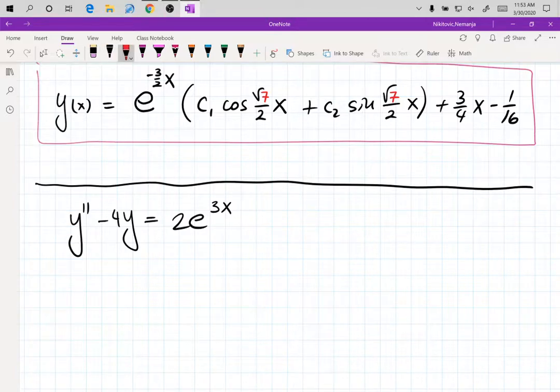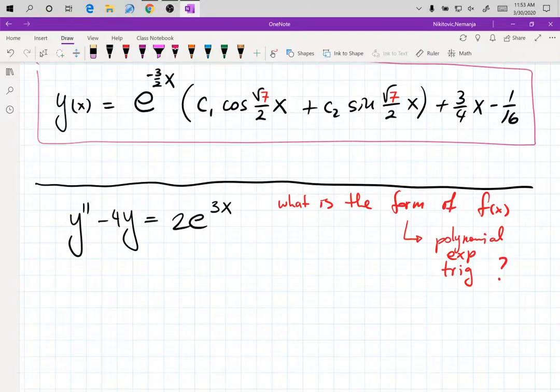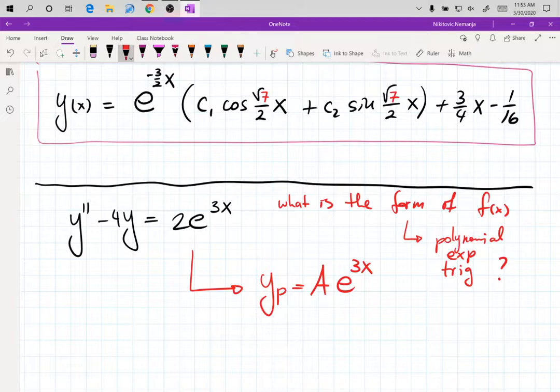All right, so let me write it this way. The first question you ask yourself is, what is the form of f of x? When I say form, I mean polynomial, exponential, trig, right? That's what I'm asking myself first. And if I differentiate this infinitely many times, the only thing that I am seeing here is ae to the 3x. So this will give me that my yp is equal to ae to the 3x. So that's the form. It's of the exponential form.